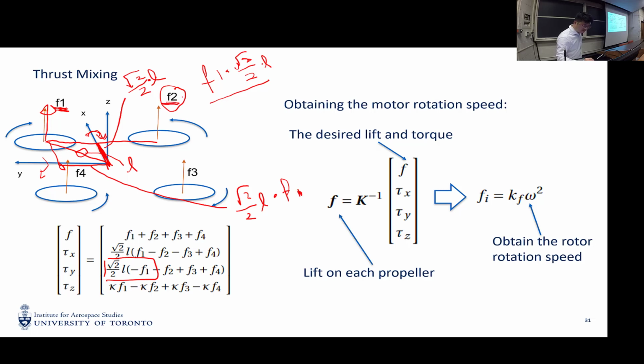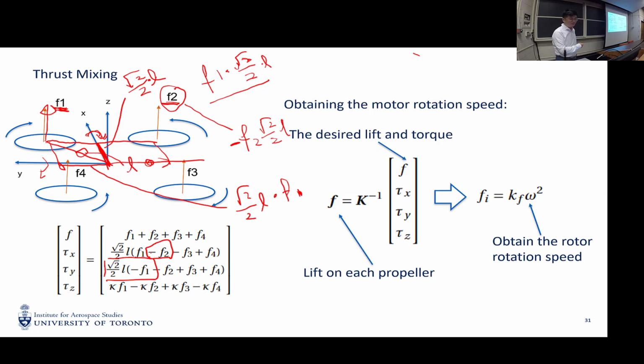And for F2, the arm is in this direction. However, because F2 is on the right side of the x-axis, it creates a negative torque. So the torque created by F2 around the x-axis is F2 times square root of 2 over 2L, but we have a minus sign here. So that's why we have a minus here. So a question about the torque calculation. Good.